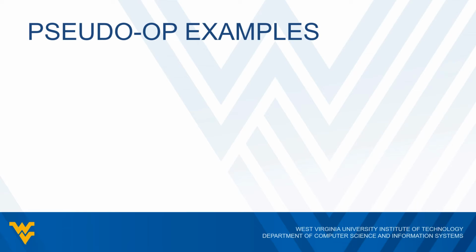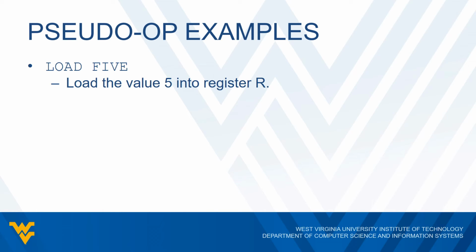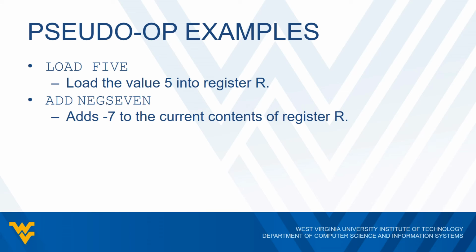So I'll give you just a couple of examples. So we could say something like load 5. And from our previous slide, we can say that this is just loading the value of 5 into register R. Or we can do something like add -7. So using the -7 that we created in the last slide, this would add -7 to the current contents of register R.